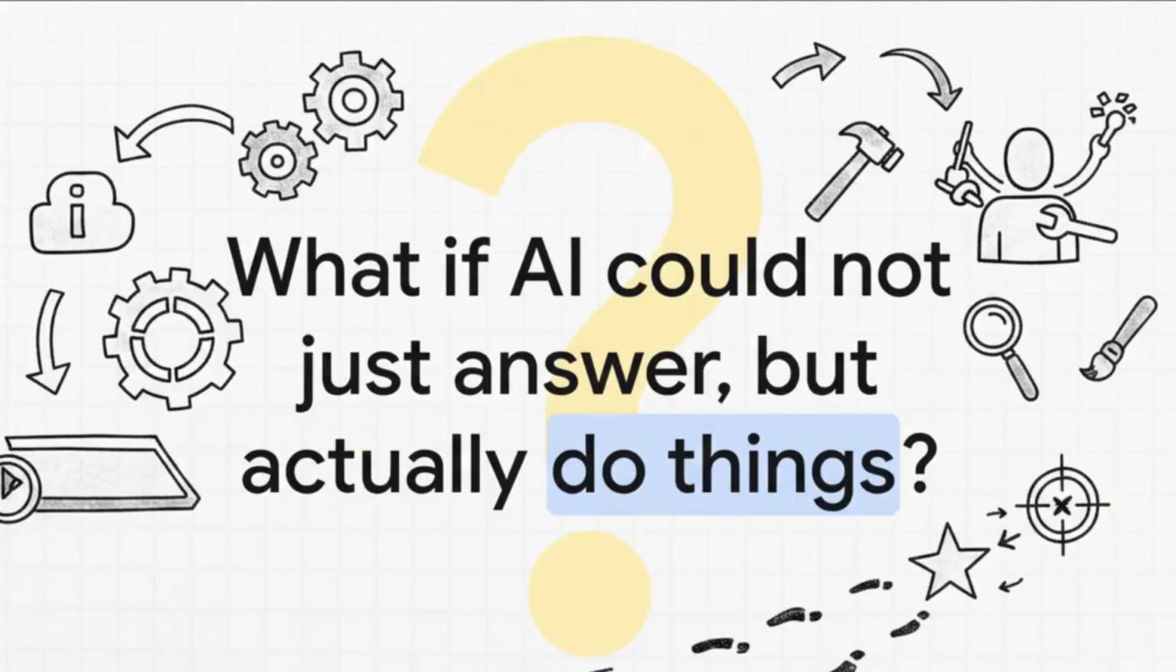And this is the absolute core of what we call agentic AI. It's this huge shift from AI as just a passive source of information to an active collaborator that can take on tasks, use tools, and really pursue goals on your behalf. So the big question is, how do we actually build one?